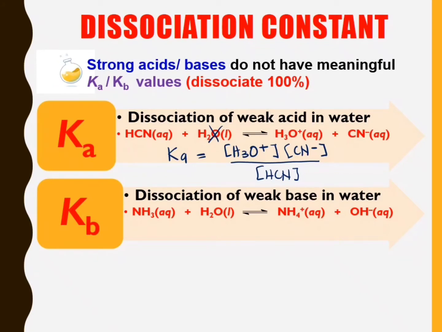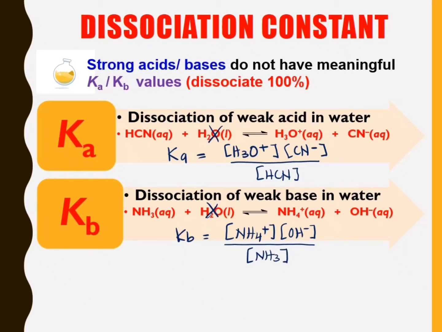So all concentration. Okay, for Kb also here we have weak base, so H2O also we just ignore it. So if you write the Kb expression, it should be like this: concentration of the product NH4 plus times OH minus divide by concentration NH3. So without H2O. Okay, so all the ratio here 1 to 1. Boleh? So very simple. So A stand for acid, B stand for base.